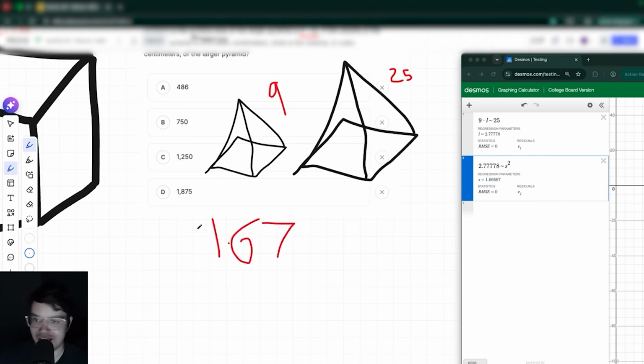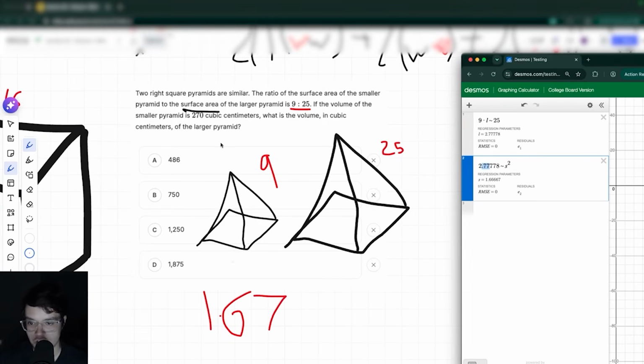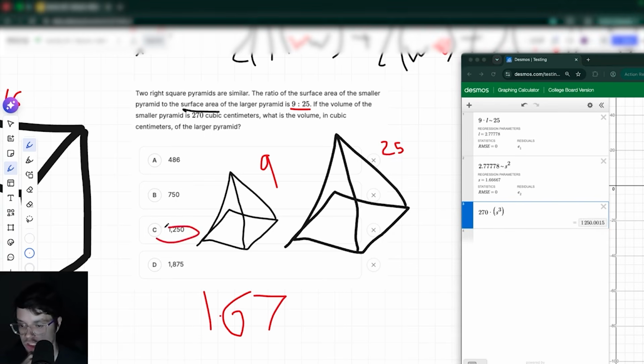Now, based off that, we can find everything else we need to know. This squared would be the area scale factor, and this cubed would be the volume one. So for this one, it says 270 for the smaller one. So we can just do 270 multiplied by S cubed. And that gives us 1250, with a little bit of rounding, but 1250 is the answer for this problem, which would be C.